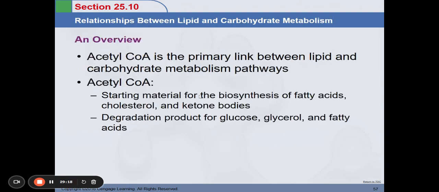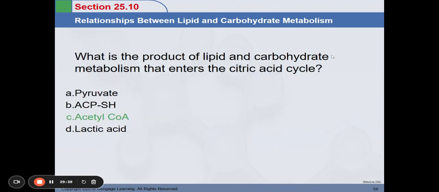So as an overview, acetyl-CoA is a primary link between lipid and carbohydrate. That's why there's a citric acid cycle, no, in which we utilize our acetyl-CoA right there. So we can utilize acetyl-CoA from the lipids to use it as energy. Okay.